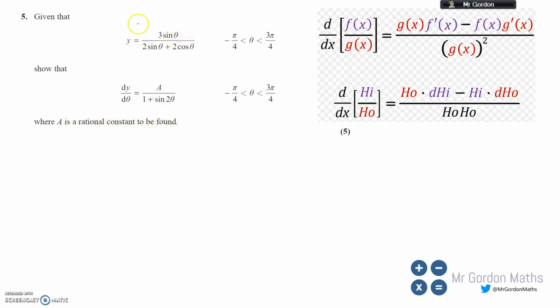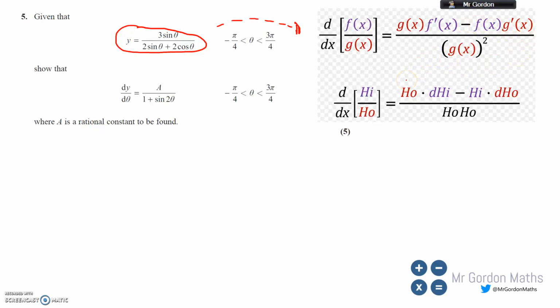Okay, differentiating this, we have a fraction, so it's probably going to be the quotient rule, which I have put here. You need to know the quotient rule. Somebody came up with this nice mnemonic, and a lot of students use it: ho d high minus high d ho over ho ho. It's just an easy way to remember how to set it up. Alright, the proper notation is up here.